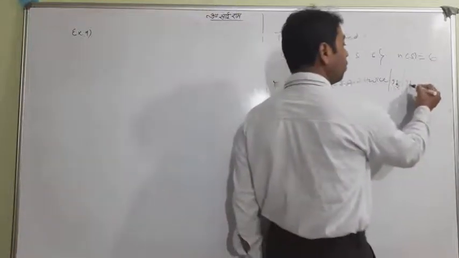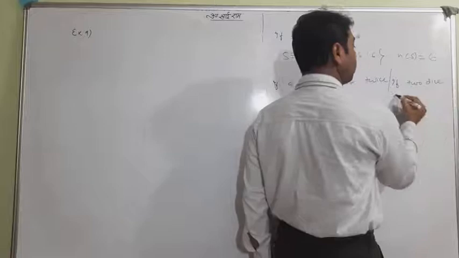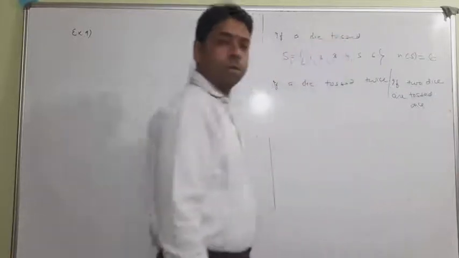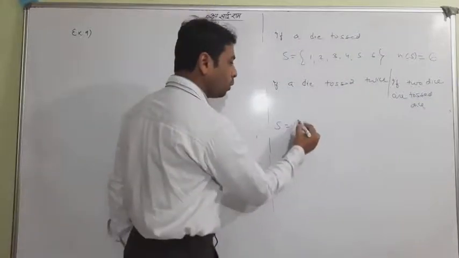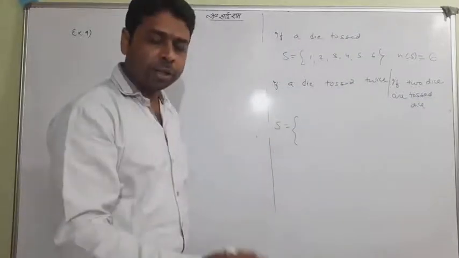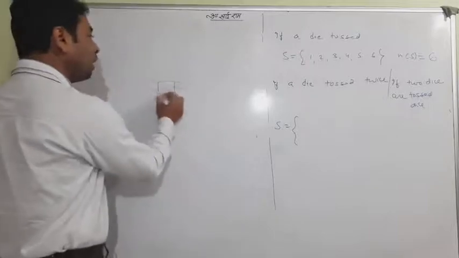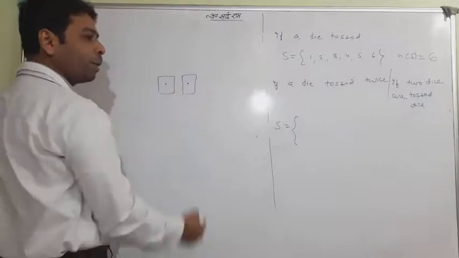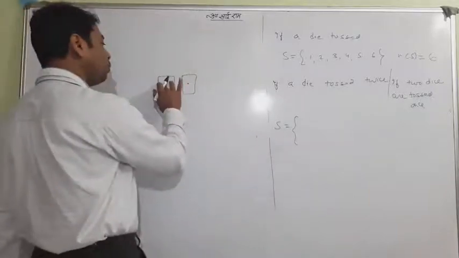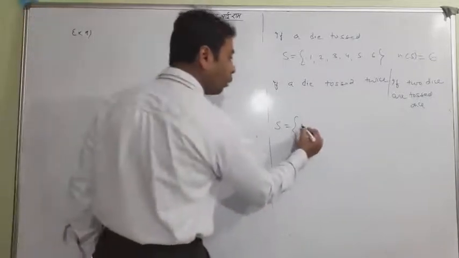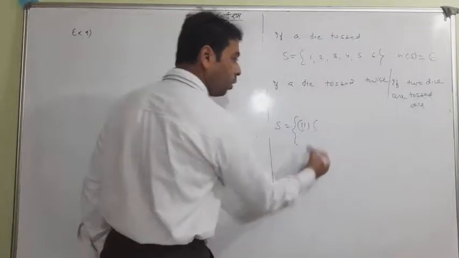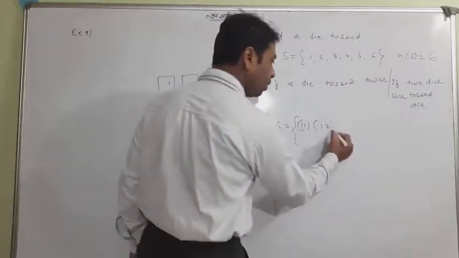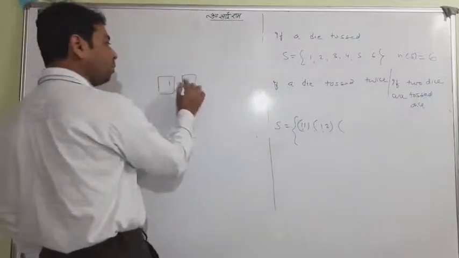If 2 dice are tossed once, then the sample space will be a very important thing. Can you see 2 dice here? Suppose 1 appears, 1 1. Let me write 1 1, or definitely here it is 1, it is 2, 1 2. Definitely if it is a 1, it is a 3, 1 3.